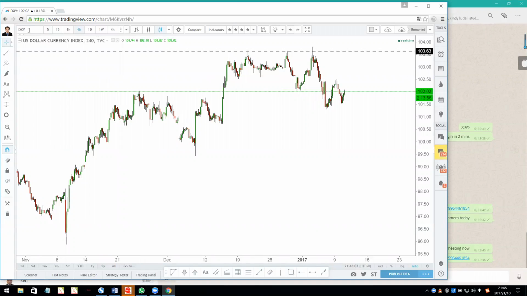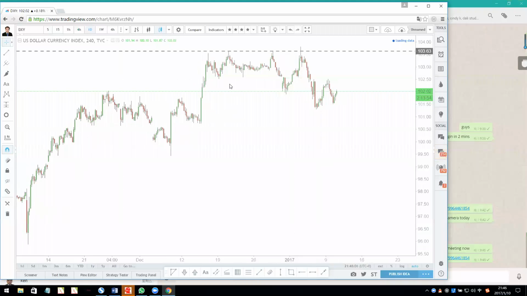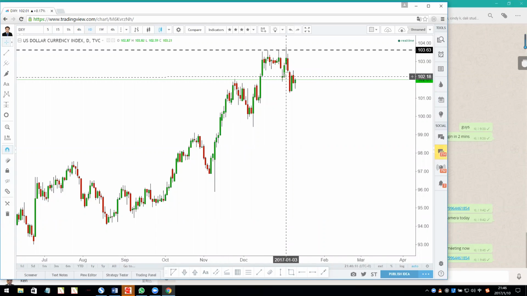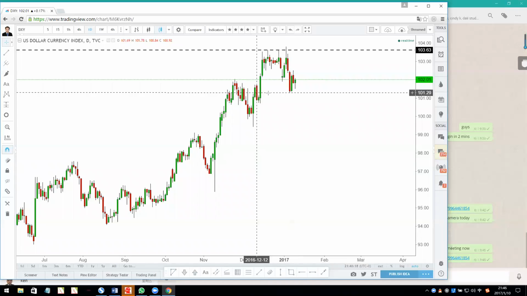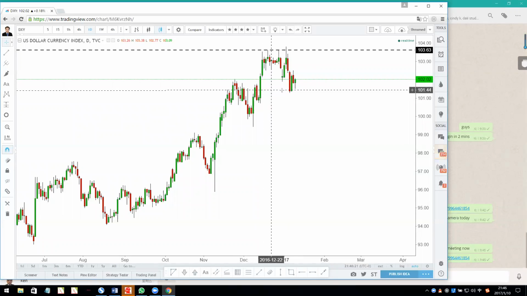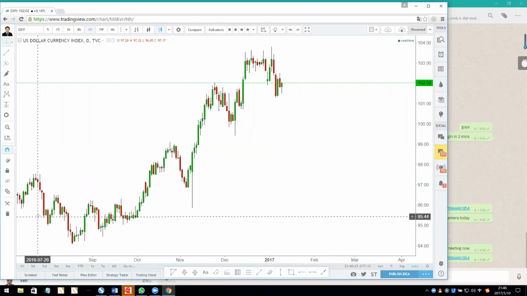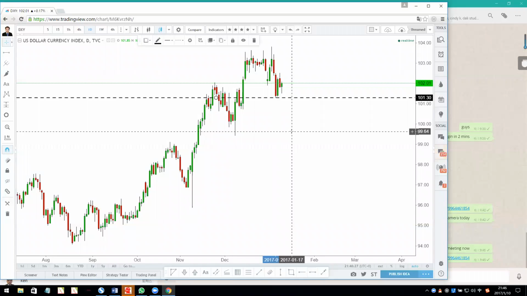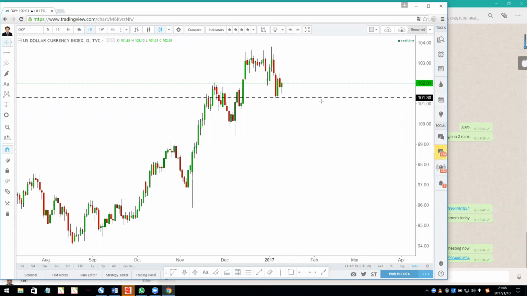Okay, so first thing is the DXY. The DXY has dropped after the FOMC meeting. Actually, after the increase in rate, it dropped and broke this 102 level, and tested the previous structure. It forms a minor support here, and we can see that now the key support is 101.30.